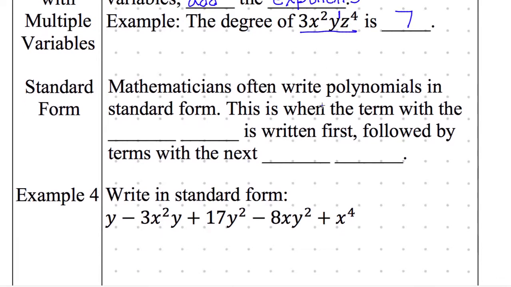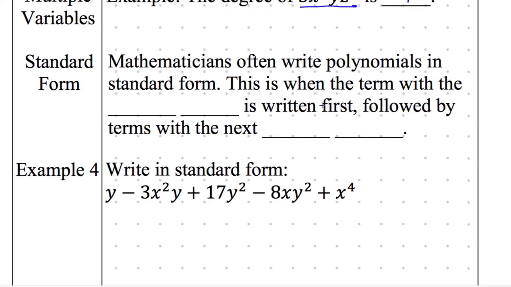All right, and this is stuff that I'm not going to be testing you on, but it is going to be part of Algebra 2. I figured I might as well prep you guys. I highly recommend you writing your answers out in standard form. This is the way that mathematicians often write polynomials, and it's called standard form. It's when you first write the highest degree term, the term with the highest degree or the biggest power, followed by the terms with the next highest degree.